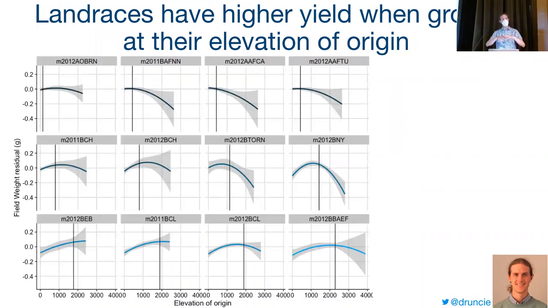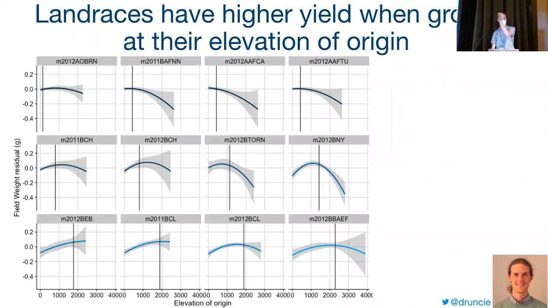And I can expand that out to all, I think it's 12 trials where we had this field weight data. And to a large extent, or to some extent at least, you see the same pattern repeated in each of these trials, where the elevation of land races with the best field weight were approximately at the elevation of that trial.